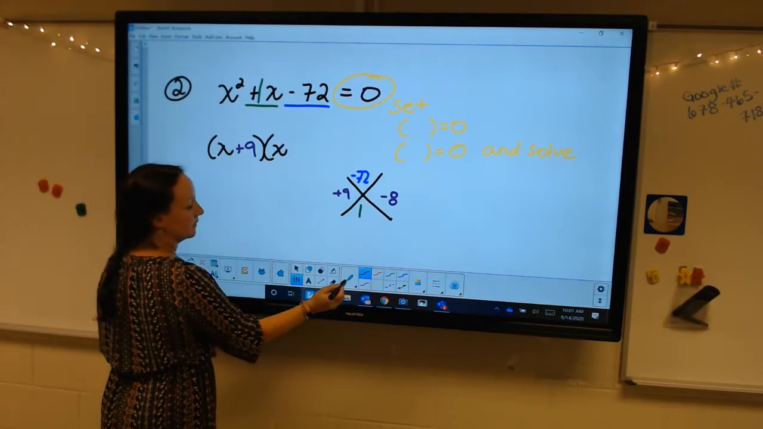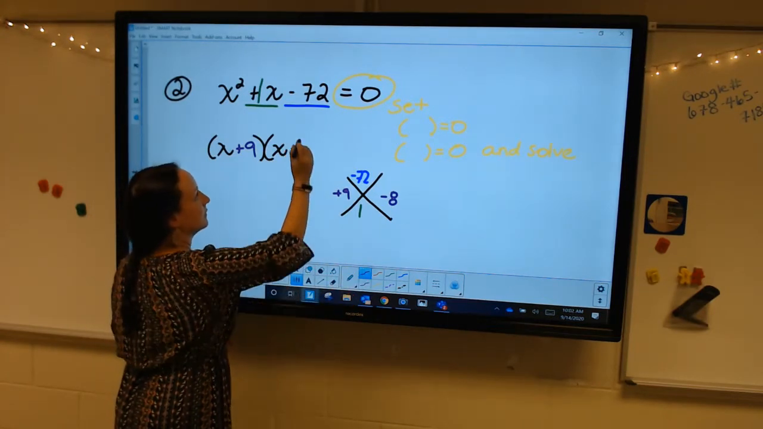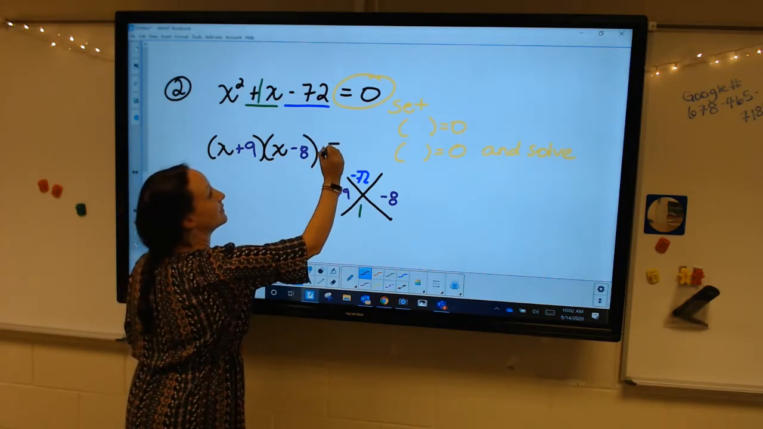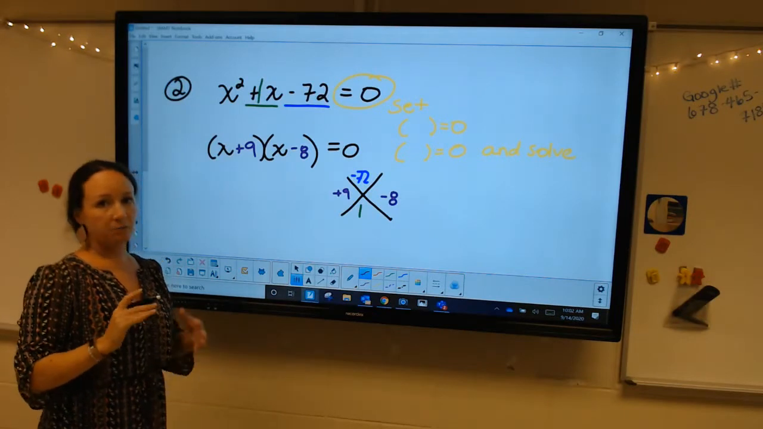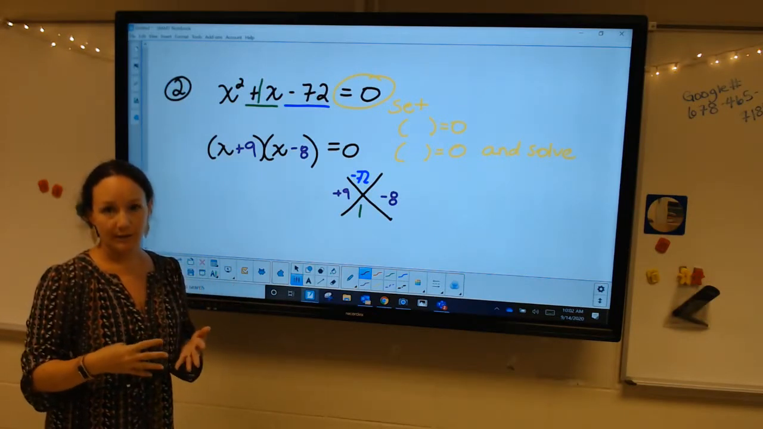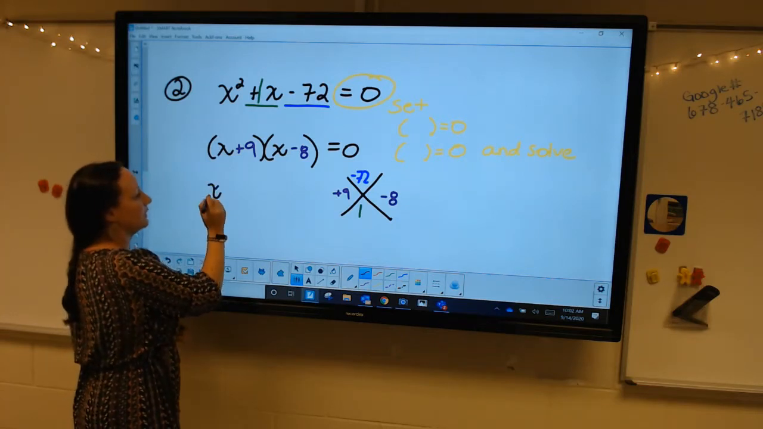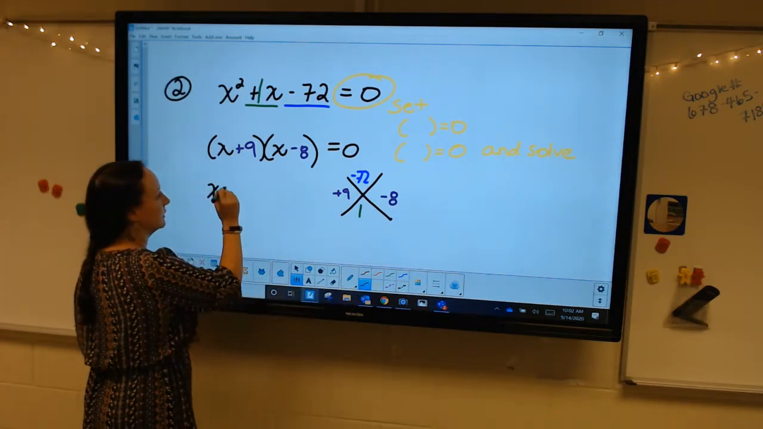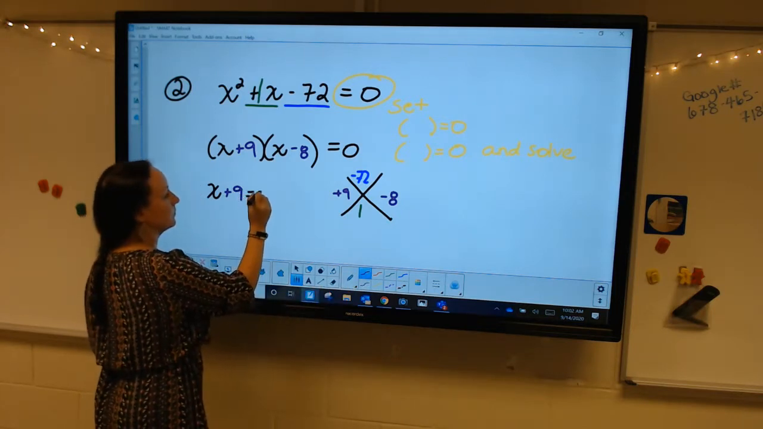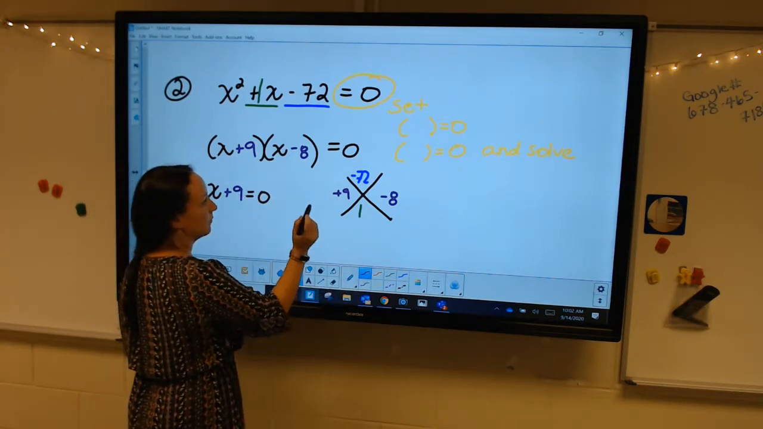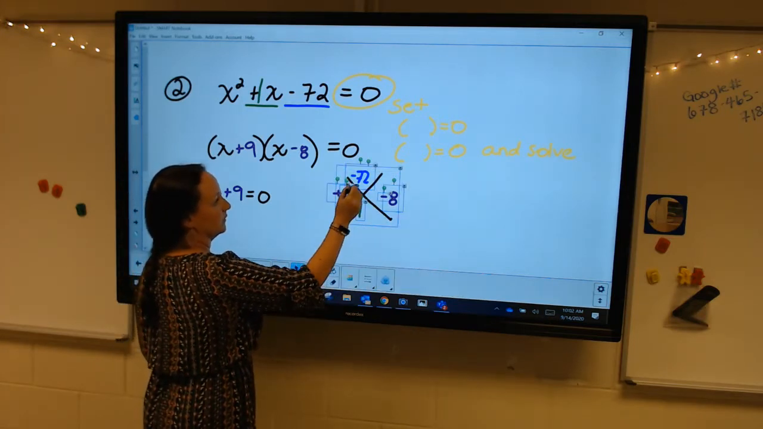x minus 8. And the problem is still set equal to 0. So you just want to bring that down with your problem as a reminder that you want to take this problem one more step. So I'll set each of these parentheses equal to 0 in order to solve.